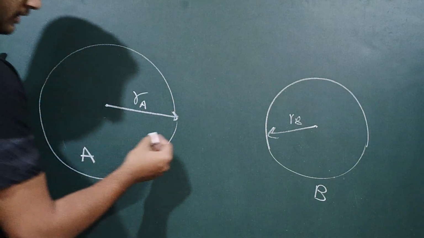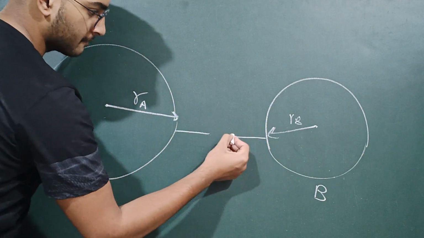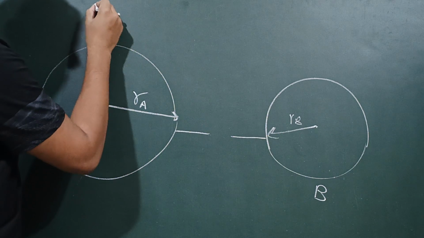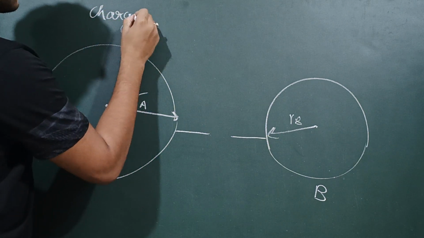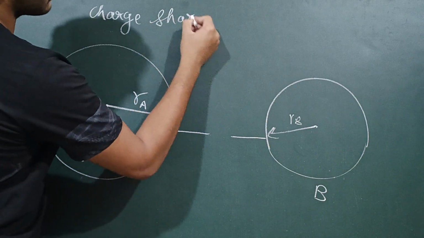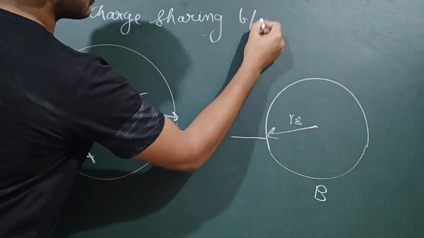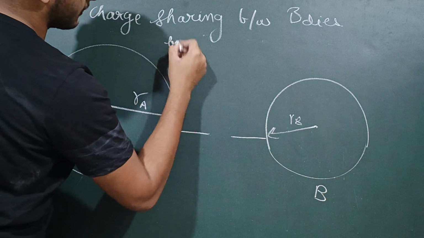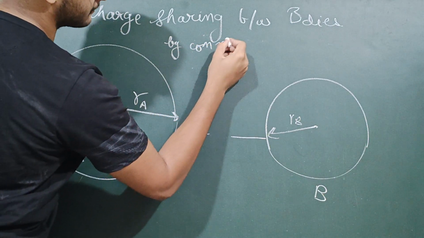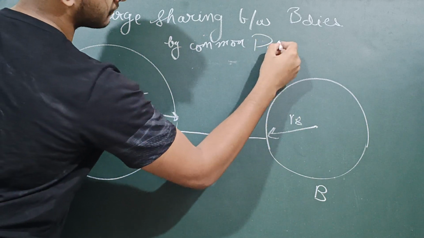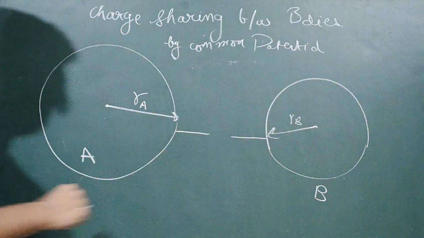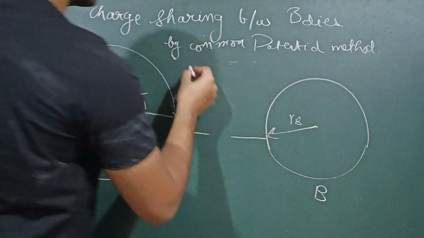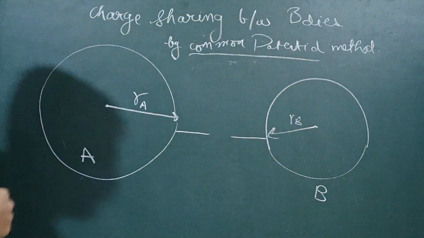So, what if there is a wire between them? Let me write down the topic so that you can understand what is happening. And this is charge sharing between bodies by common potential method. So this word common potential is important here.